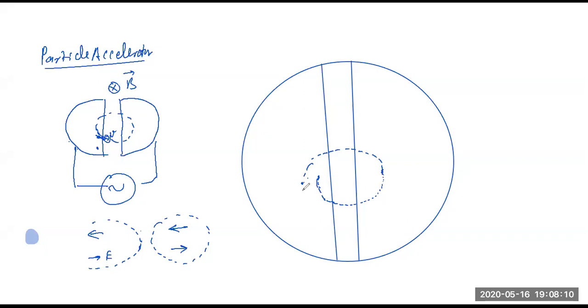Again, stop here. The direction of the electric field will again change. So again, its velocity will increase. Stop here. Again, the direction of the electric field will change. So again, its velocity will increase. Again, you'll stop here. Again, the direction of the electric field will change.